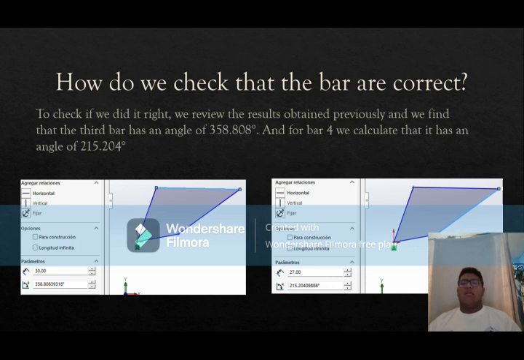How do we check that the bars are correct? To check if we did it right, we review the results obtained previously and we find that the bar has an angle of 358.808 degrees, and for the other bar we calculate that it has an angle of 215.204 degrees.